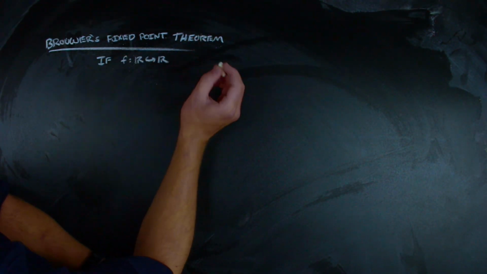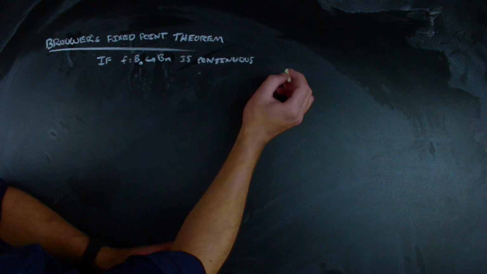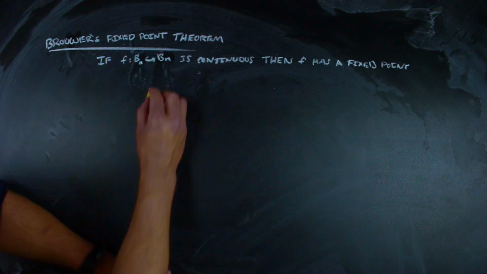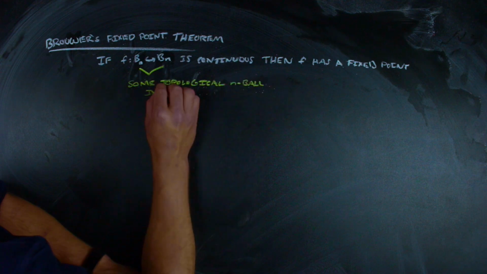That being said, here is the statement of Brouwer's fixed point theorem. Brouwer's fixed point theorem states that if you use a continuous map from a topological n-ball into itself, there has to be a fixed point. So just jumping right into the applications of this. We all have seen a topological n-ball. A piece of paper will do. At least in the two-dimensional case, this works.